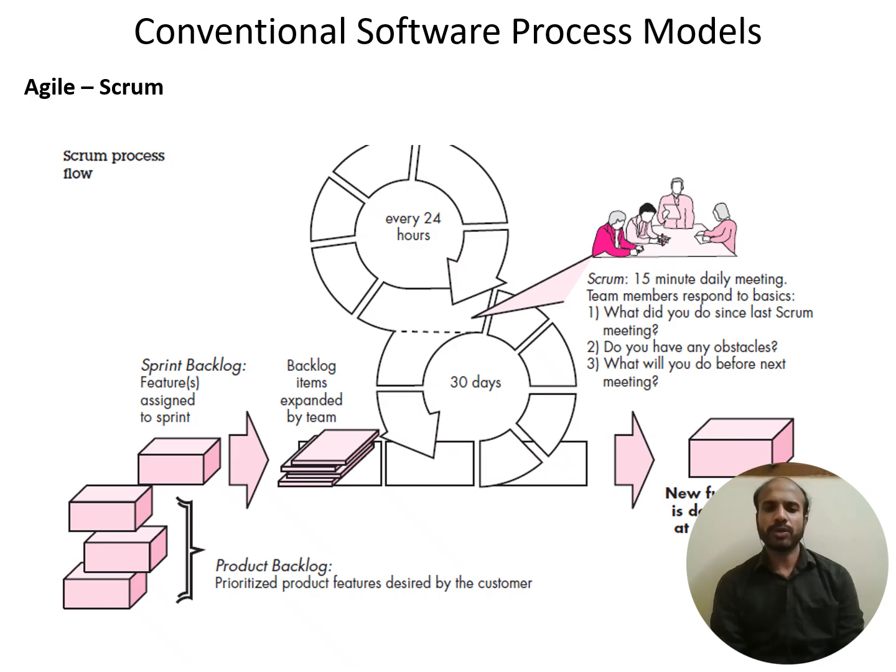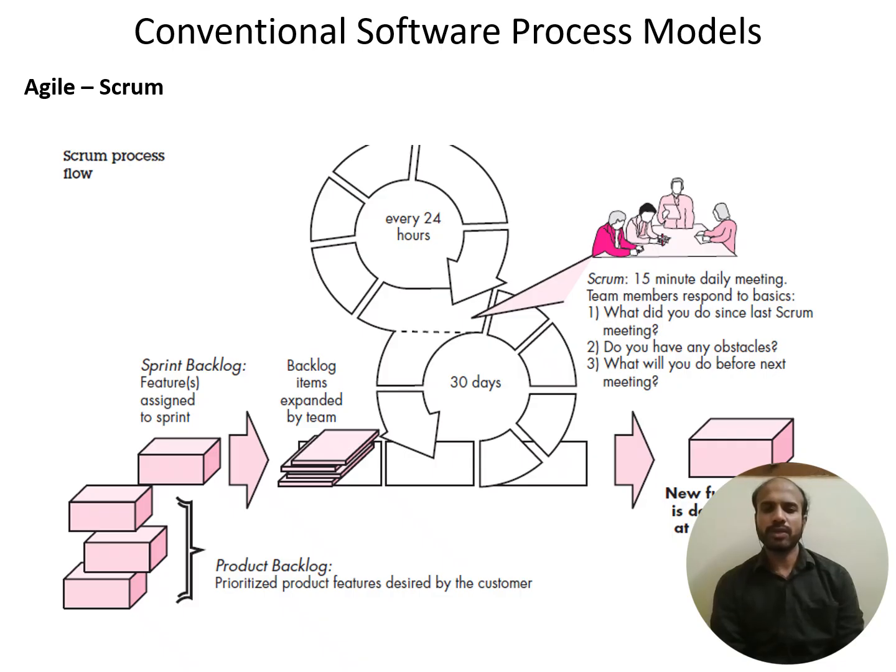So the product backlog is the whole list of features. Then it's decided which one is to be prioritized as requested by the customer. So accordingly, it's moved on to the initial or the next stages of sprint. As you can see, the backlog items are expanded by the team. A minimum of 2 weeks to 4 weeks is the sprint timeline.